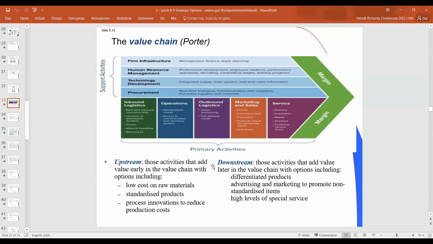So the idea is to investigate, are we really good at activities that add value early in the value chain? And that could include low cost on raw materials, standardized products, process innovation, etc. So the question here, Porter would say, is: are you and your company good at upstream activities? And then we would have to go back to our resource analysis and find arguments saying that, yes, we are extremely good at inbound logistics, we're extremely good at operations. So we are really good at upstream because this is where we find upstream activities.